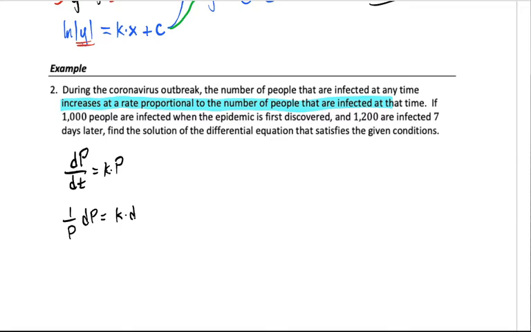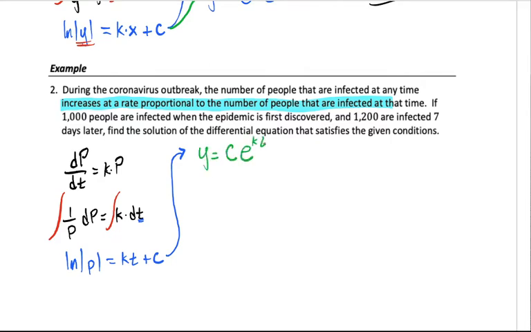equals k times dt. And now I'm just going to integrate both sides. So I'll get the natural log of the absolute value of p equals k times t, because my variable is t this time, so not kx, kt, plus c. I will switch this. Okay, so it's going to become y equals, we'll just immediately go into our c e to the k t.